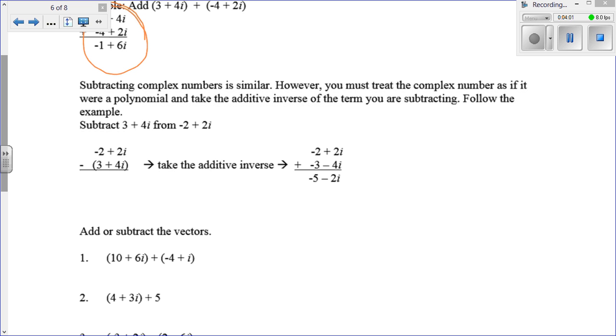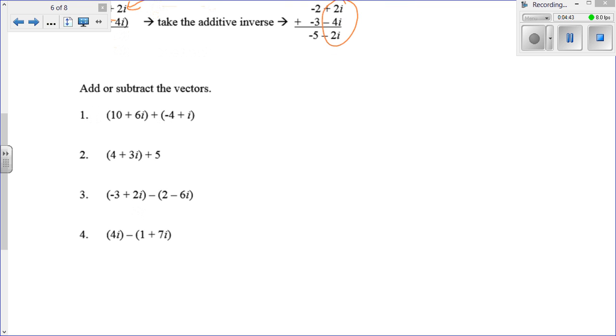Subtracting complex numbers is similar. However, you must treat the complex number as if it were a polynomial and take the additive inverse of the term you are subtracting. Follow the example. We have to subtract 3 plus 4i from negative 2 plus 2i. Notice the from is the first one. From comes first, in case you don't remember. Taking the additive inverse simply means we distribute the negative sign inside. So now I have 2i minus 4i, which is negative 2i, and negative 2 and negative 3, which is negative 5.